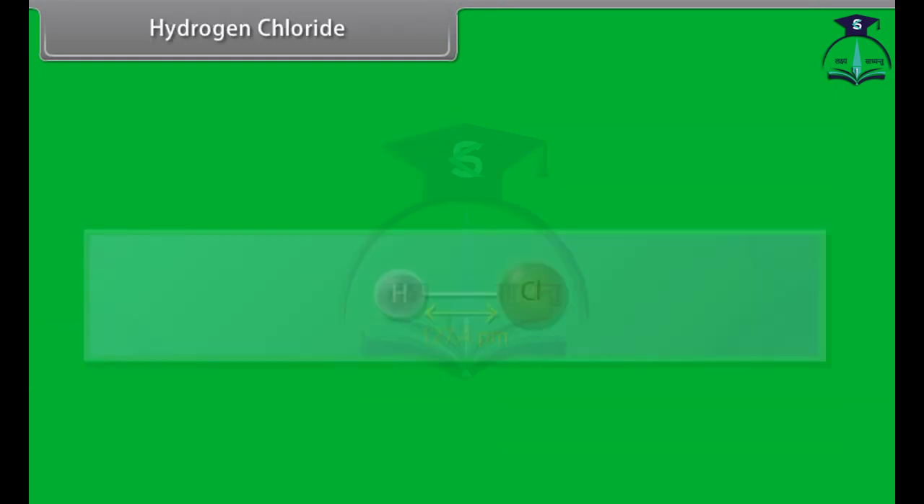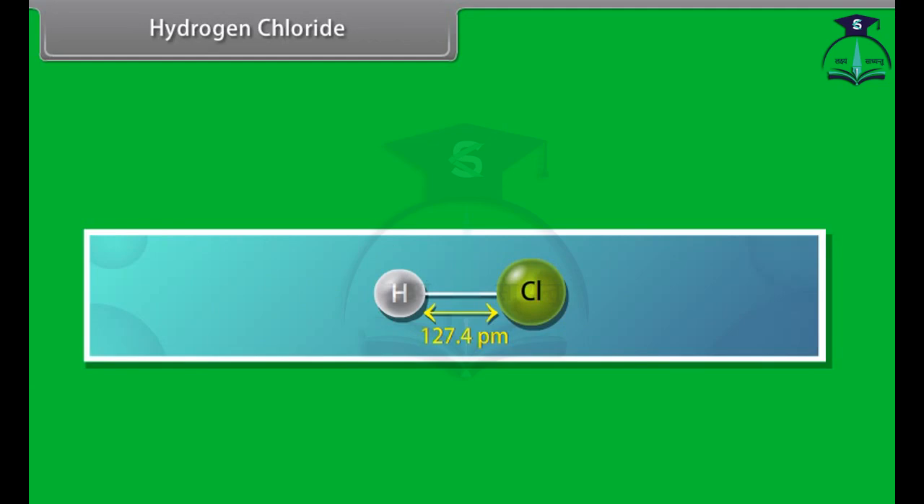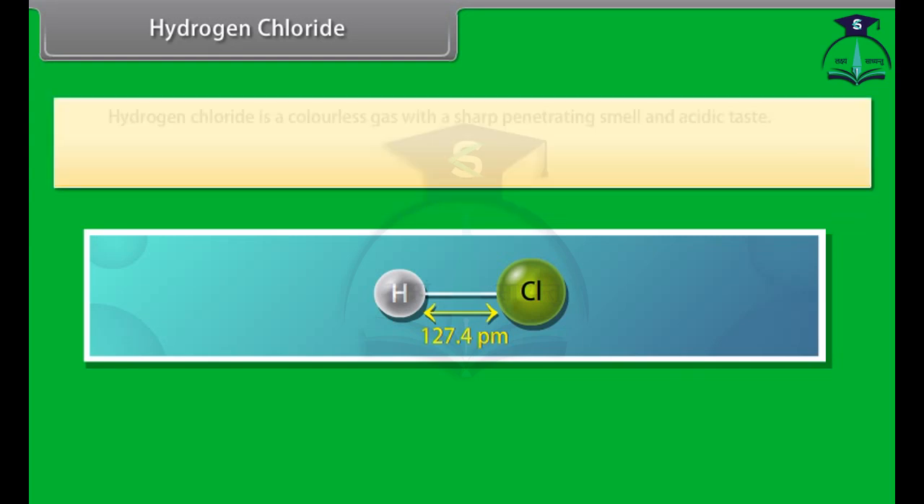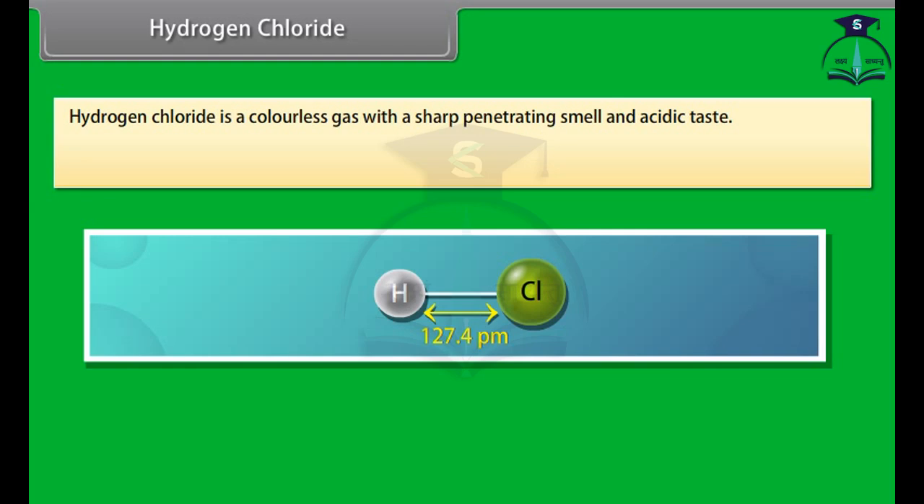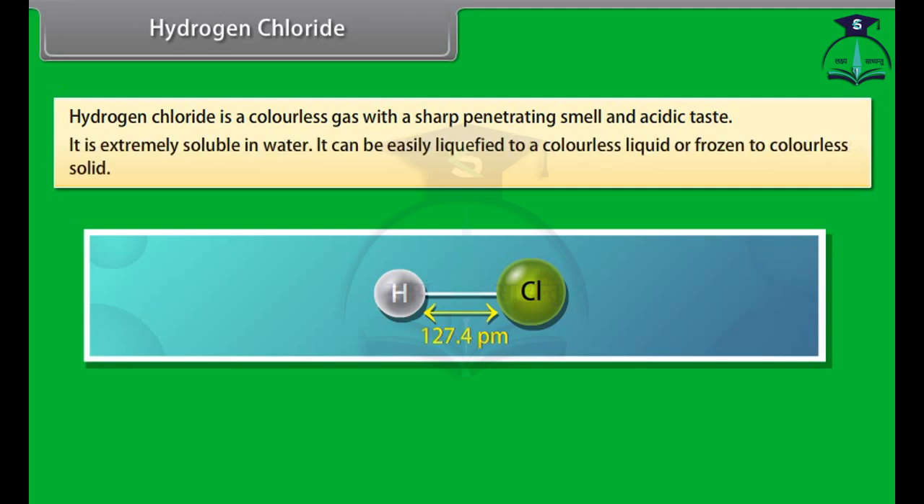Hydrogen chloride. In 1648, Glauber obtained hydrogen chloride by heating common salt with concentrated sulfuric acid. It is a colorless gas with a sharp penetrating smell and acidic taste. It is extremely soluble in water. 1 volume of water dissolves about 450 volumes of hydrogen chloride under ordinary conditions. It can be easily liquefied to a colorless liquid or frozen to a colorless solid.